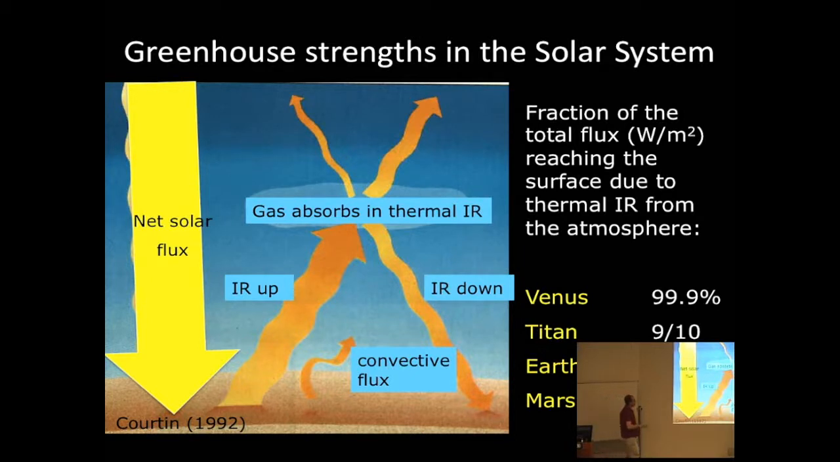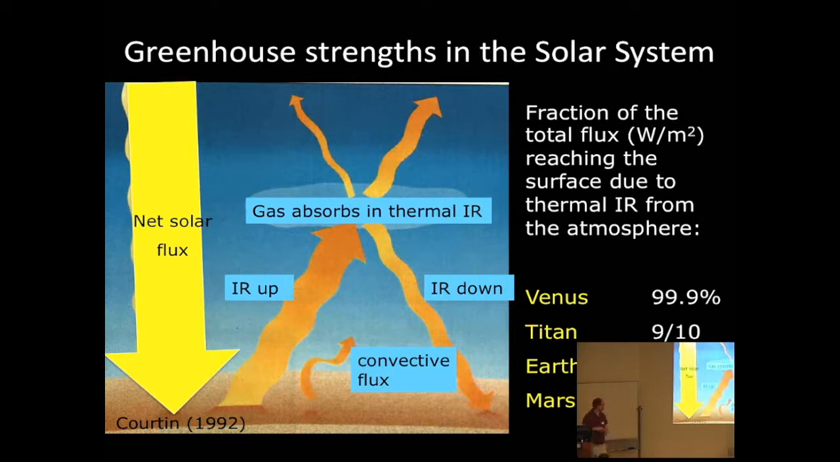If you look at that fraction, and I've ranked them, Venus basically receives such a small amount of solar flux that the infrared downward flux is dominating that heating virtually completely. On Titan, it's about 9/10, Earth about 2/3, and Mars about 1/3. So this is one way of thinking about the relative magnitude of the greenhouse effects on these various bodies.